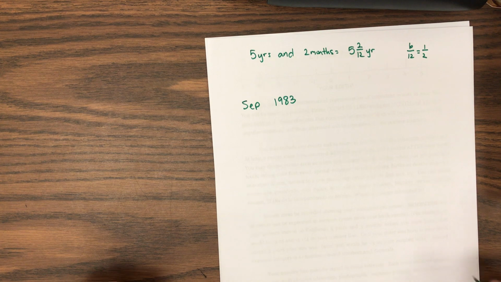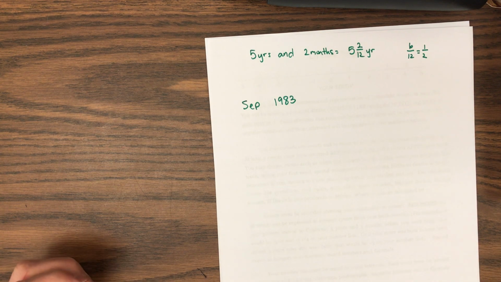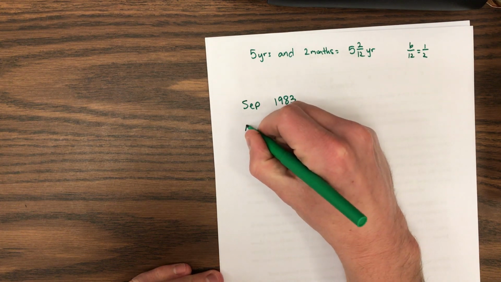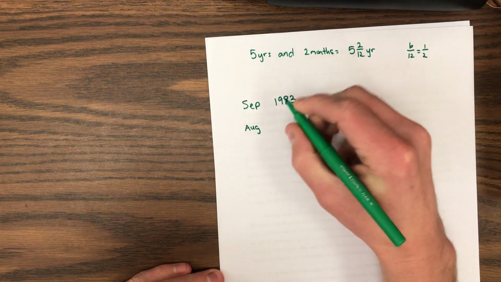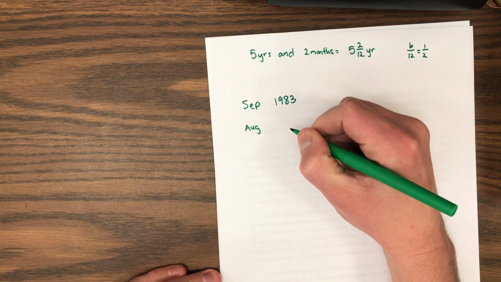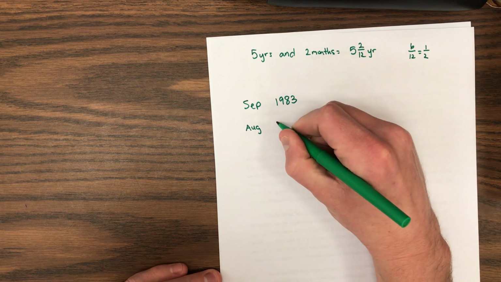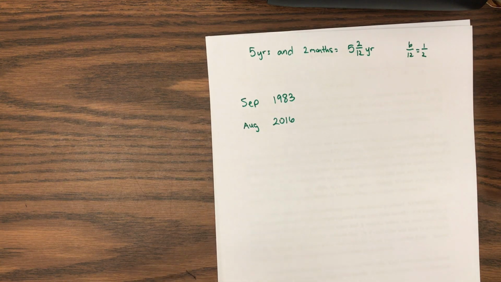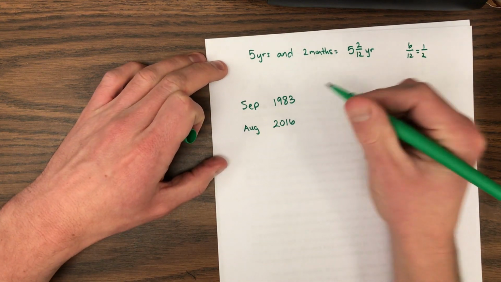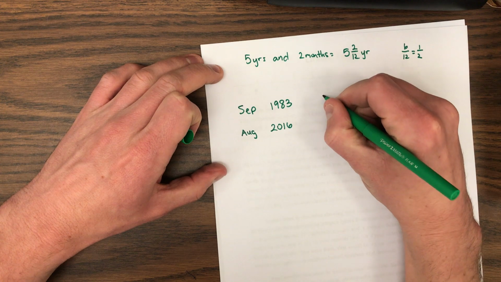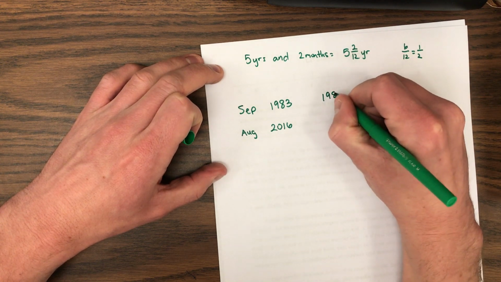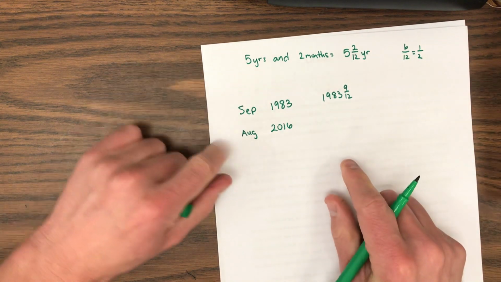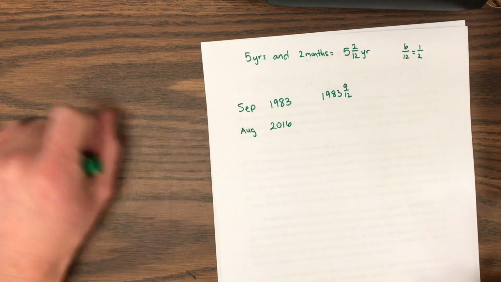So let's think about when I started working at Willard. That happened in August of, what year was it? 2016. Yeah, 2016. And so September 1983, well, that's essentially 1,983 and 9/12. The 9/12 I got from the fact that September is the ninth month of the year.